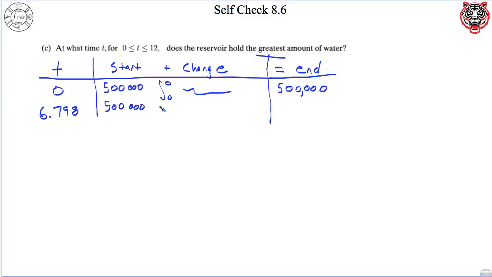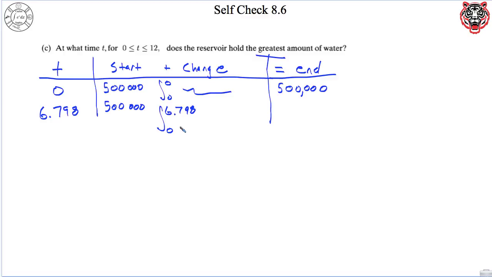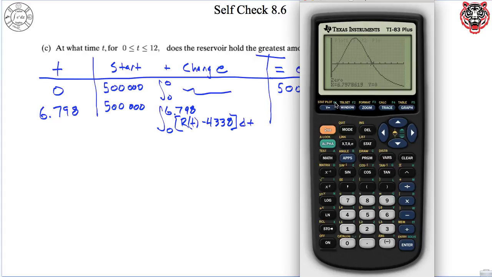This one is going to be the interesting one. It's going to be between 0 and this time, which is 6.798, of our volume function. Our volume function is RT minus 4,338. So we'll just say RT minus 4,338, all that dt. All right, so we actually have that function already. It's this graph. This is the graph of RT minus 4,338.